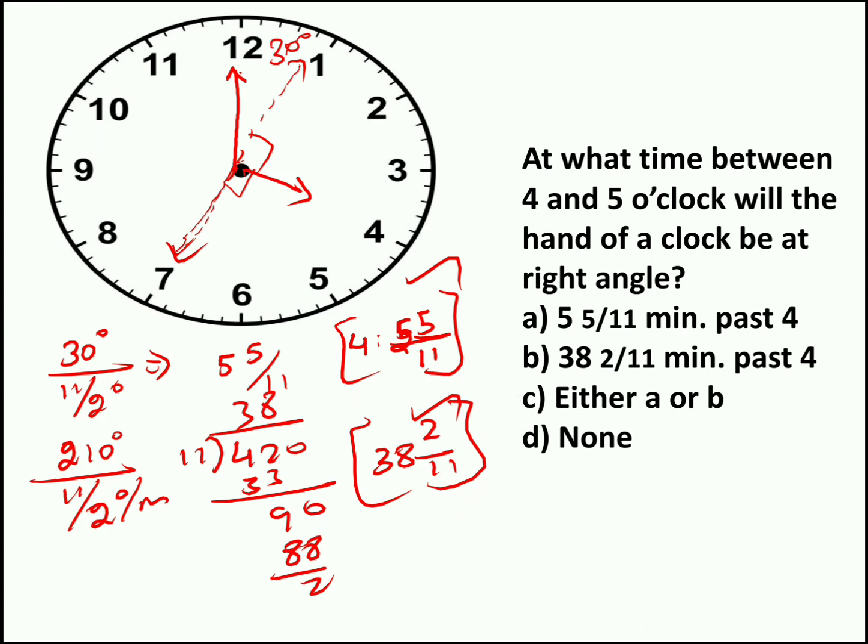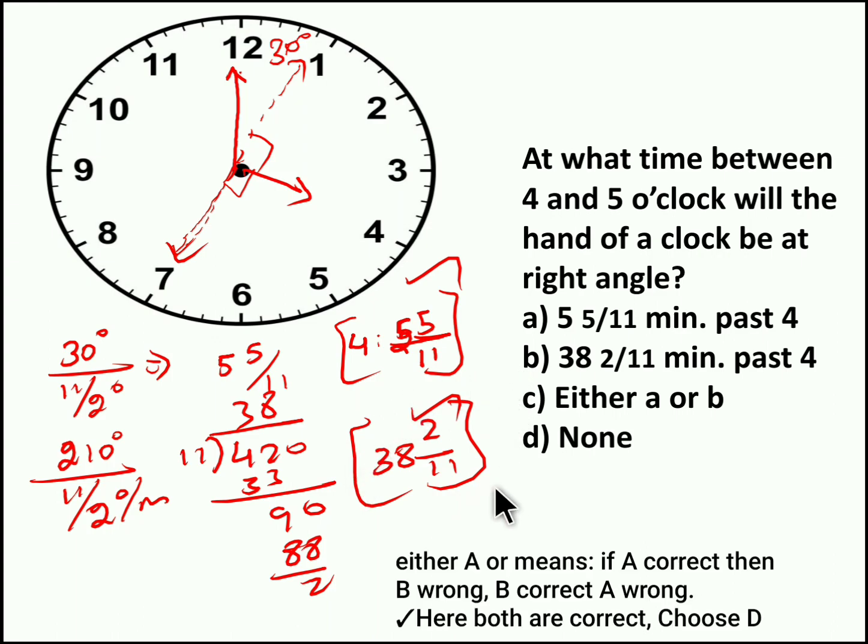So hope you understood the problem, right? Actually it is not either A or B, both A and B are correct. So we have to choose option D, none, right? Either A or B means either the first one is correct or the second one is correct. So here both the answers are correct. So we have to choose both A and B are correct. So here we don't have that option. So the answer for this question is option D, because both option A and option B are correct. Hope you understood the problem.